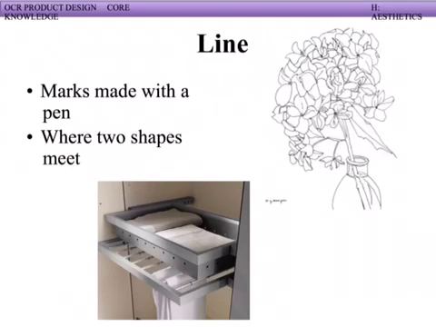Line is where two shapes meet. Look at the shape at the bottom of the screen. See how the lines flow into each other? This would be considered aesthetically pleasing. It's also a term used to describe the shape of cars.